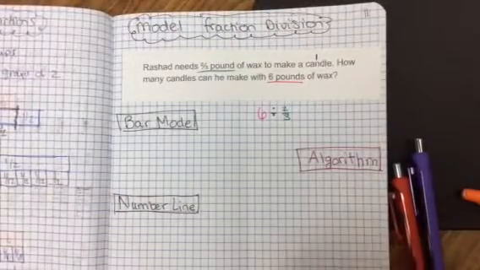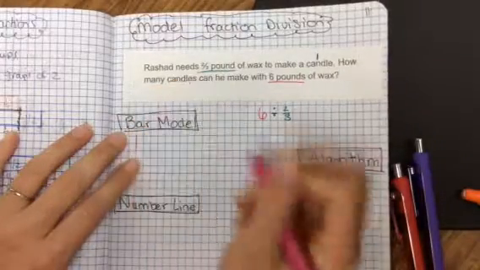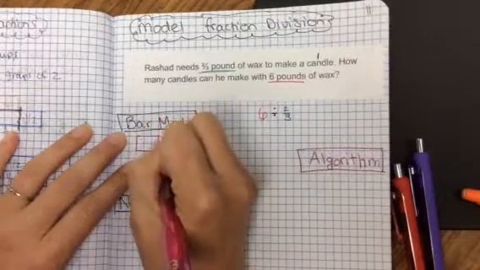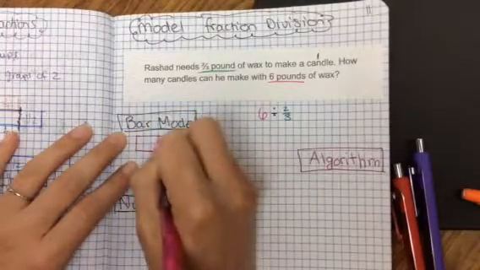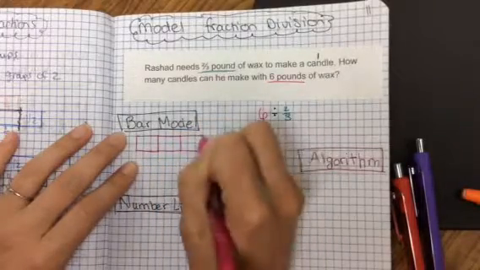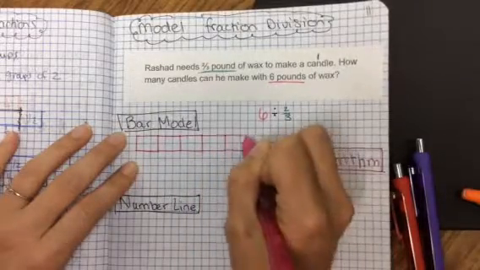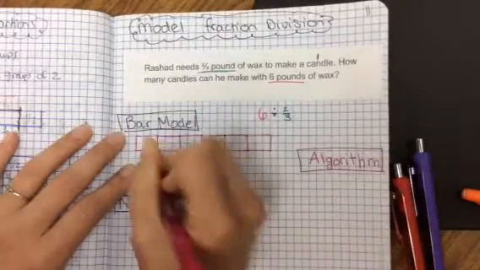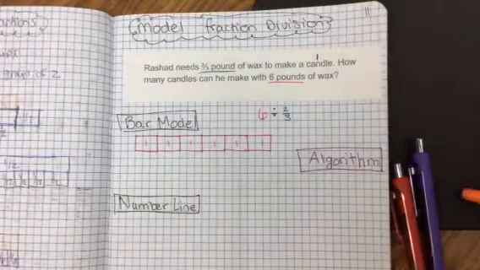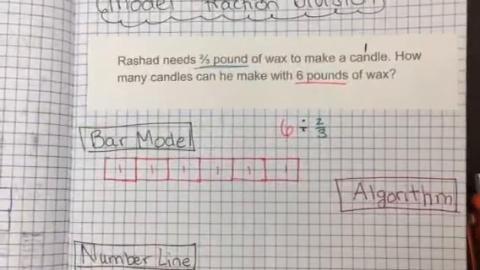And in my bar model, I want to start with 6 wholes. So I'm going to draw my line here. And I'm going to draw 6 wholes. So here's 1, 2, 3, 4, 5, and 6. So I know that this is 1 whole. So I'm going to label all of these with 1 right here. That way I can clearly see that each piece is labeled with a 1.